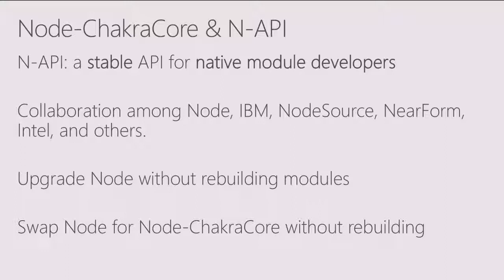or switching between Node flavors. So we've been working with Node folks, with IBM and NodeSource and NearForm and Intel and a bunch of others in the Node community, on this stable API that native module developers can use to target. It will enable you to upgrade Node without rebuilding, and you could even swap Node V8 for Node ChakraCore without rebuilding anything. All your modules just work without any additional effort.